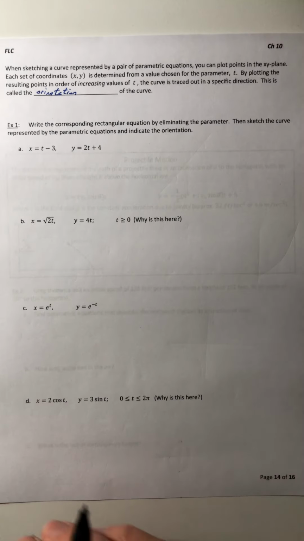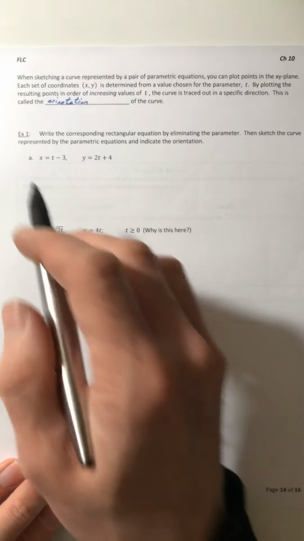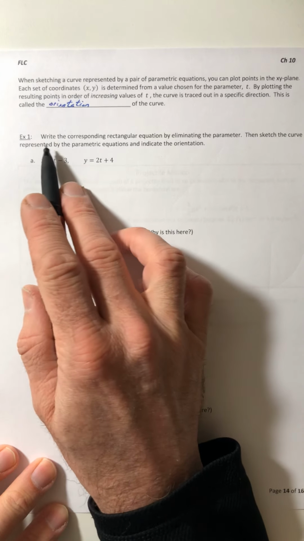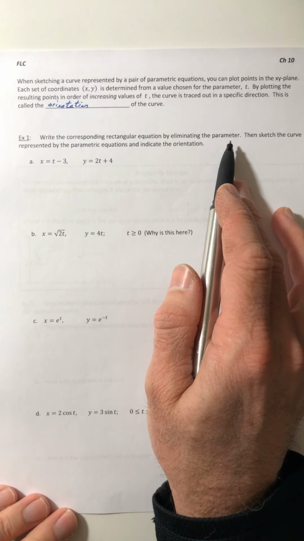All right, let's continue on with 10.7. So now that we've introduced what parametric equations are, let's go ahead and try to graph them. So example 1, write the corresponding rectangular equation by eliminating the parameter.